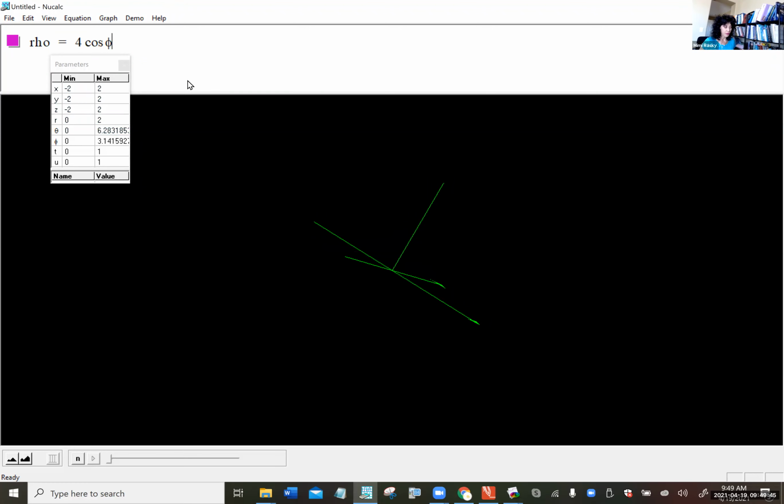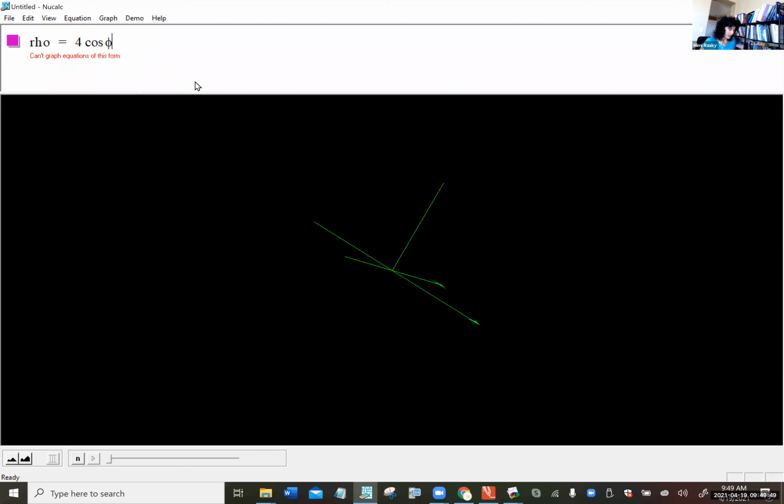So I can do this on my graphing calculator. Oh, it can't do it. Why not? It says it can't graph an equation in this form. Oh man, I just ran into a roadblock.